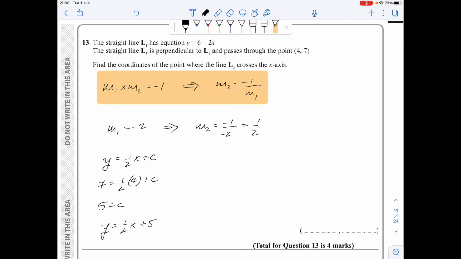Now this equation crosses the x-axis. If it crosses the x-axis, it means that y is equal to 0. So 0 equals 1 over 2 x plus 5. So minus a half x equals 5. x equals -10. So my answer is (-10, 0).